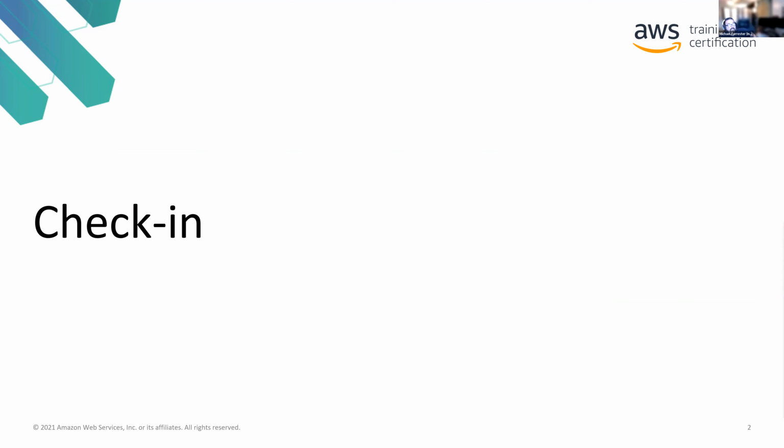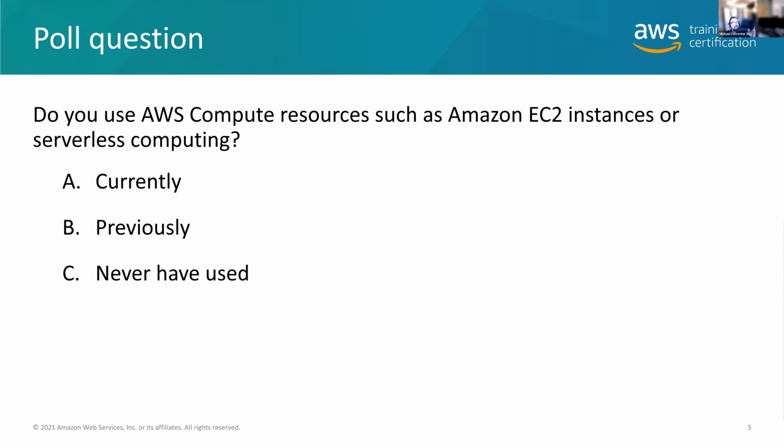Anyway, all right, let's talk about compute. Let's talk about the lowest level of compute, as far as the most control, with the least operational offloading. So poll question, do you use EC2 instances or do you use Lambda? Let me ask a better question. How many of you are using either Lambda or containers in your deployments on AWS?